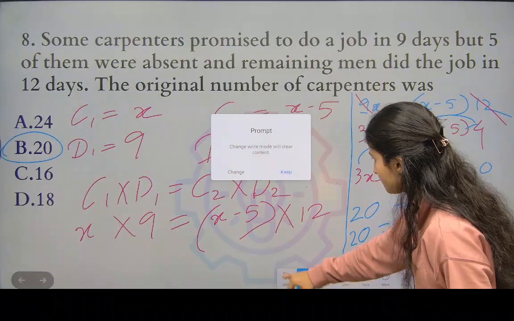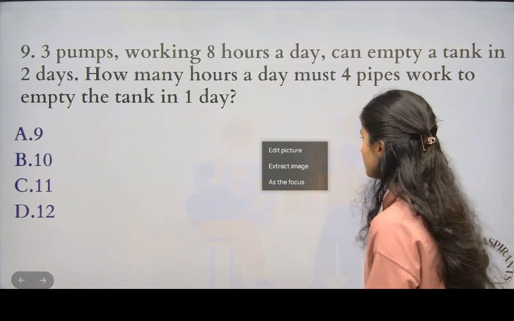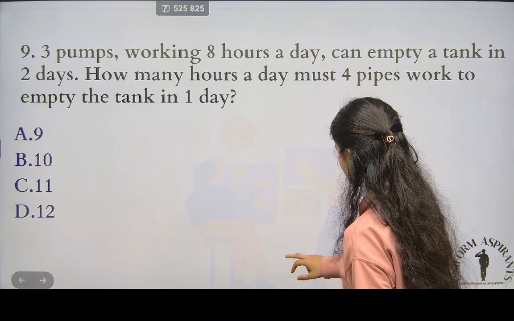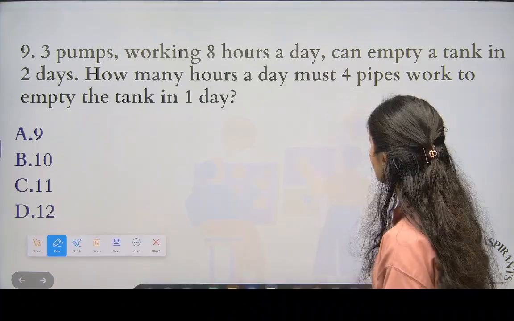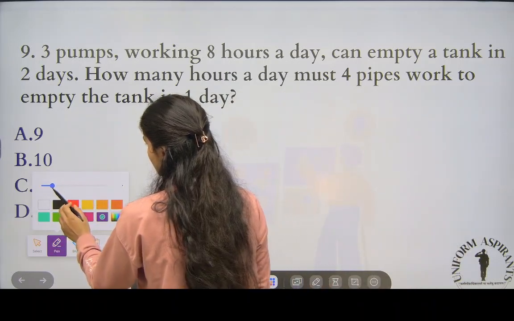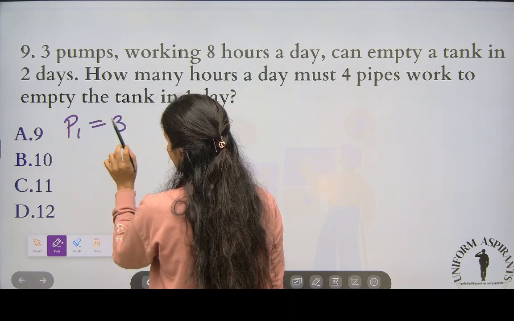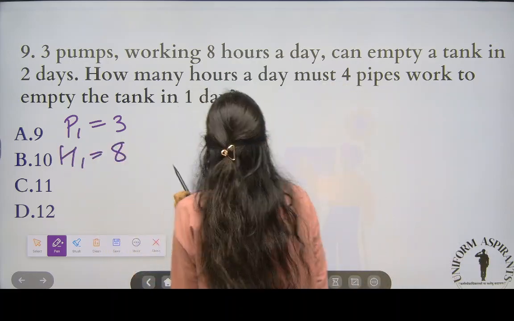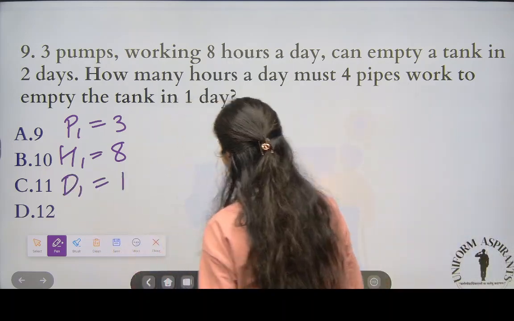Okay. Now see here. 9 pumps. What is the question? 9 pumps are there. Okay, what will we write here? P1 is equal to 3. Then working 8 hours. H1 is equal to 8. Then a day. A day means day is only 1. If you don't take it then also it is okay.